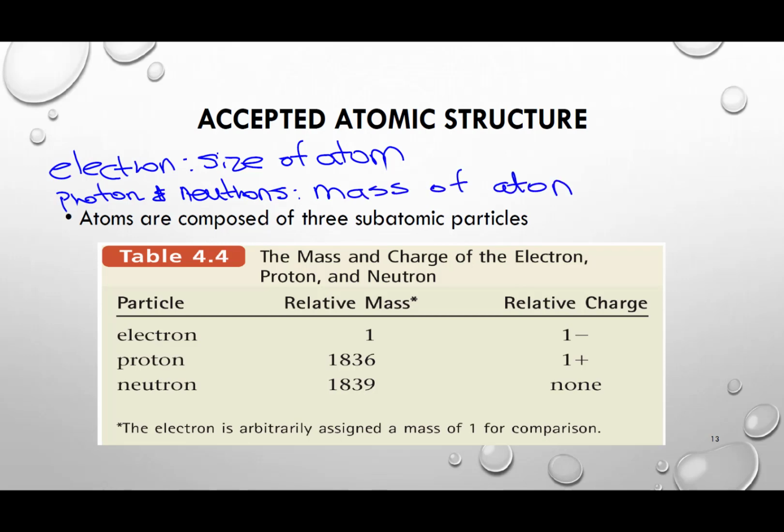As you can see in this table, if you compare the relative size of protons and neutrons to the electron, you will see electrons are almost massless. You see how little it is? That's why we say electrons do not contribute to the mass of the atom. It's only protons and neutrons, whereas electrons only contribute to the size of the atom. Electrons are negatively charged species. Protons are positively charged species. And neutrons have no charge at all.